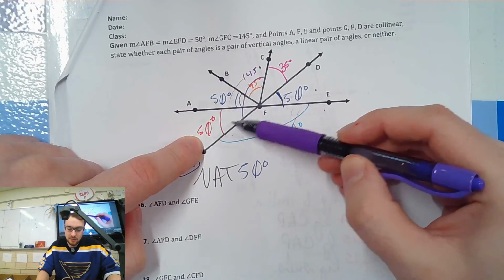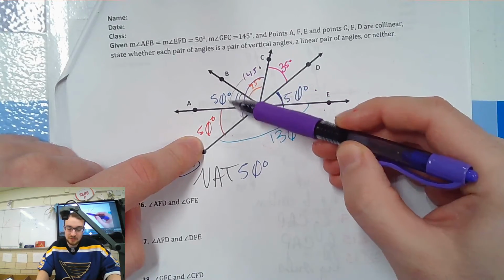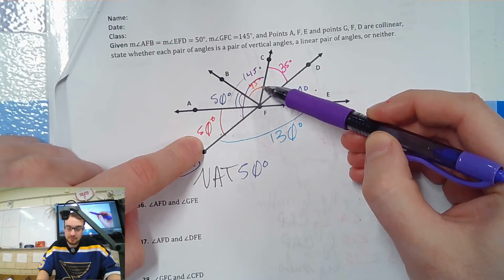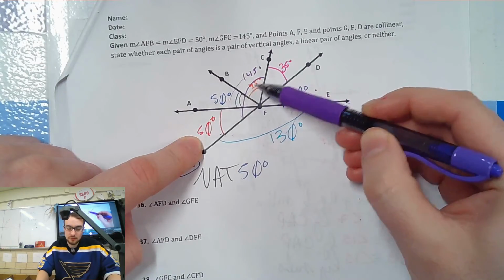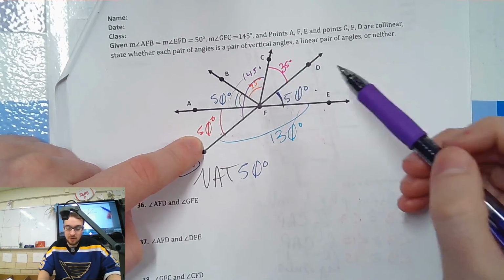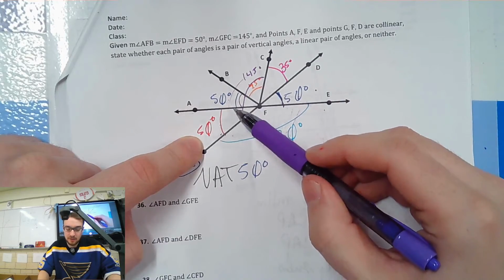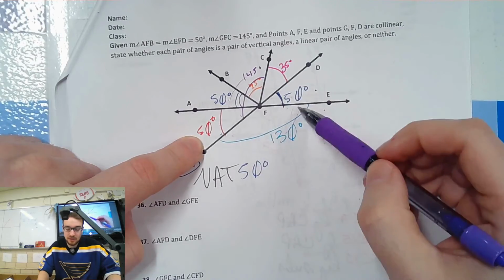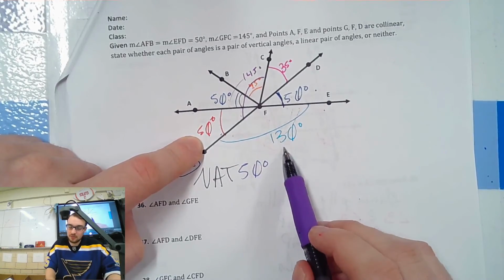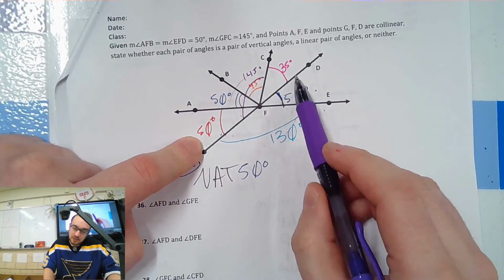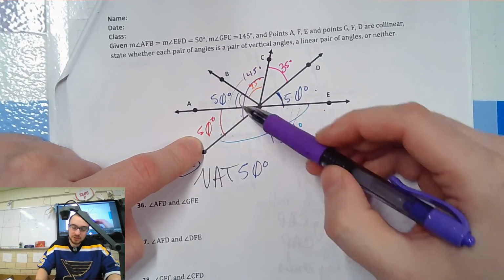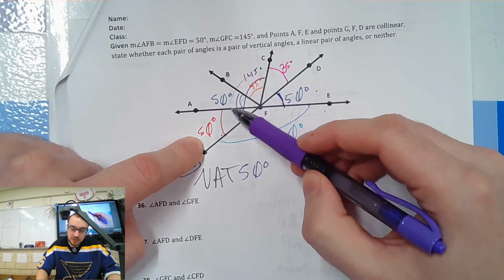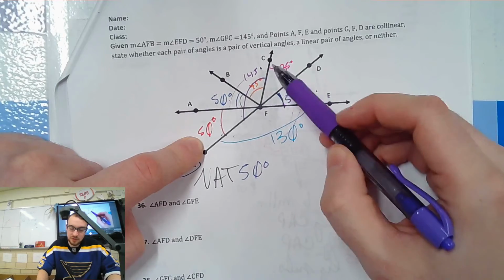This part right here is 145, which means if that's 50 and that's 50, that's 45, because it makes up 145 total. And then I know that this part right here should be the same as this part down here. How do I know how much this is? Well, because this is a linear pair. And if that's 50, that's 130, which means this whole thing right here should be up to 130. So that's 50 and that's 45, that's 35.